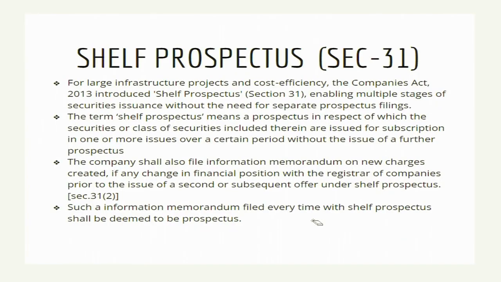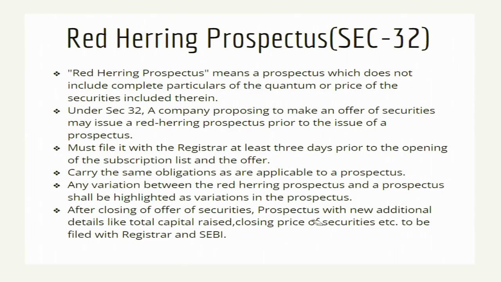Shelf prospectus is defined in section 31. For those companies that have large infrastructure projects and need cost efficiency, the Companies Act 2013 introduced the concept of shelf prospectus in section 31, enabling multiple stages of securities issuance without the need for a separate prospectus filing in each and every case. The company shall also file an information memorandum or new charges created if there is any change in financial position. So, a shelf prospectus is basically where a company issues more than one type of securities in any financial year.